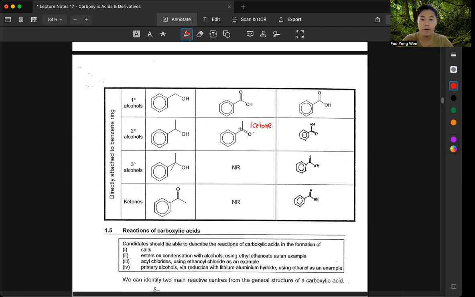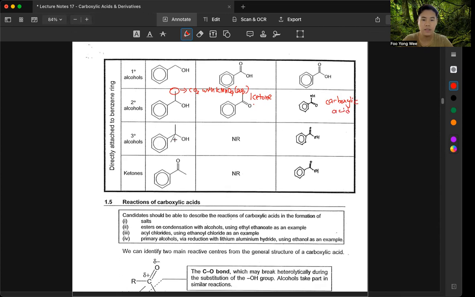But for KMnO4, you can actually completely oxidize it. So this part can come off as CO2 with KMnO4. Okay, so this one is a carboxylic acid. For tertiary alcohol, no, but you still can oxidize the tertiary alcohol attached to benzene ring to acid. So you can just form more CO2.